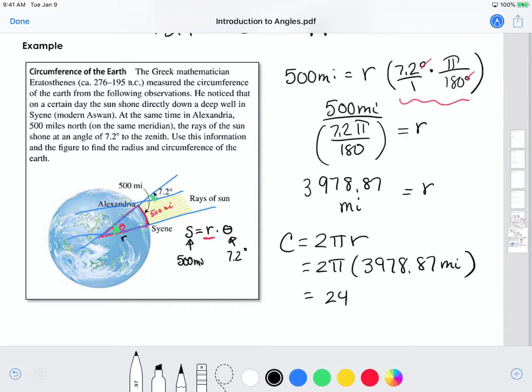So it's going to be 24,999 and then 0.98 miles. So the circumference of the Earth is just a hair under 25,000 miles.